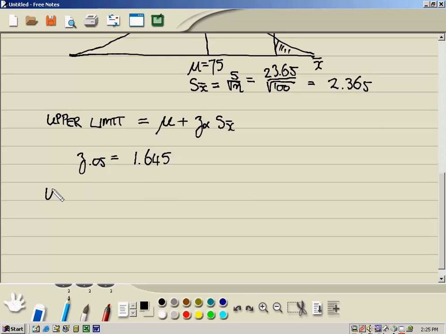Now we're ready to calculate our upper limit. The upper limit is the middle of the distribution, 75, plus 1.645 times the standard deviation of the sampling distribution, at least the estimate thereof, 2.365. And that works out to be 78.89, again to 4 significant places. So this upper limit up here is 78.89.